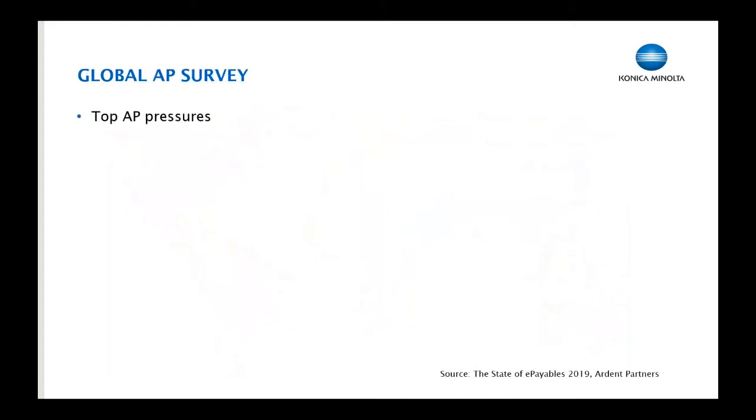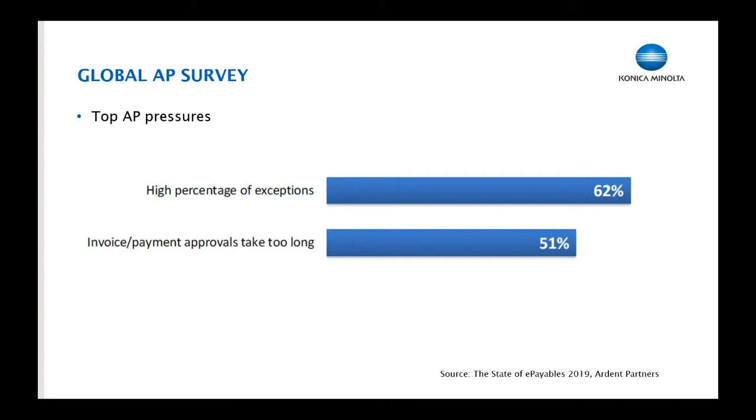But the data from the survey comes from finance leaders from a range of SMB, SME and enterprise organisations. And over the years, these respondents have rated what they see as their top pressures in the accounts payable function. And last year, the top 2 pressures reported by these respondents were a high percentage of exceptions and invoice payment approvals taking too long, both of which are problems that a Konica Minolta accounts payable solution can very much assist with.